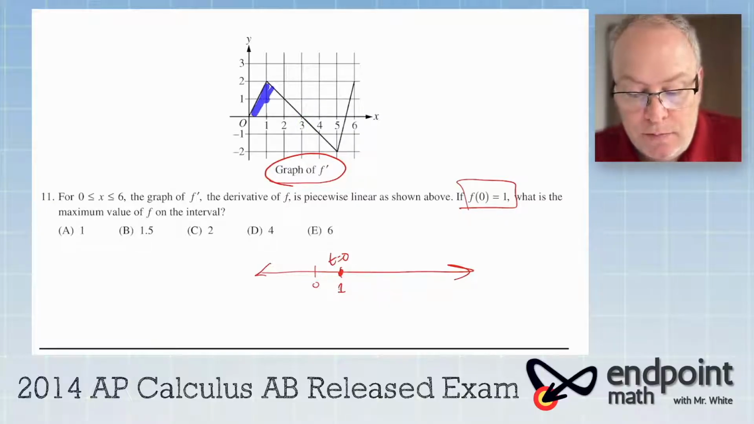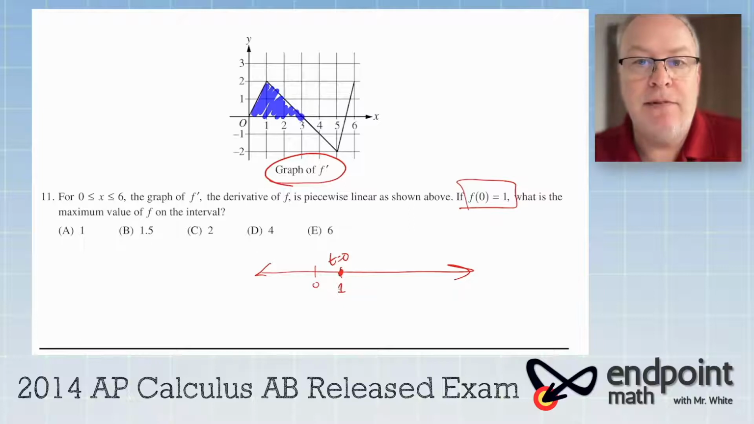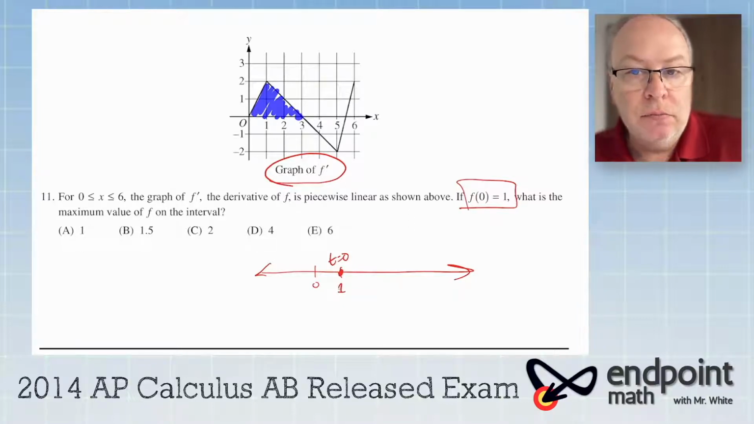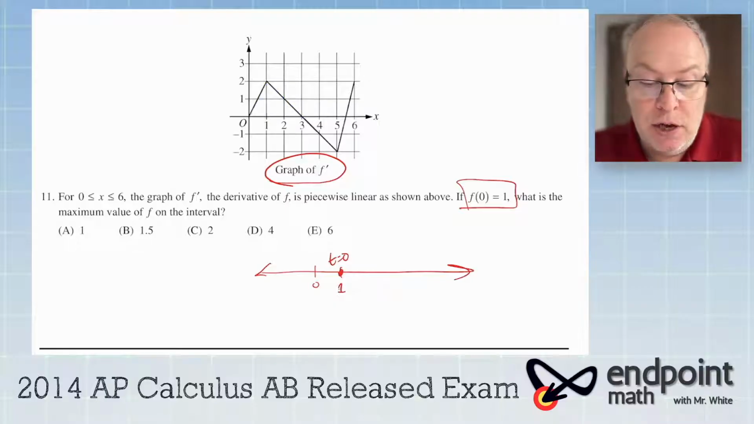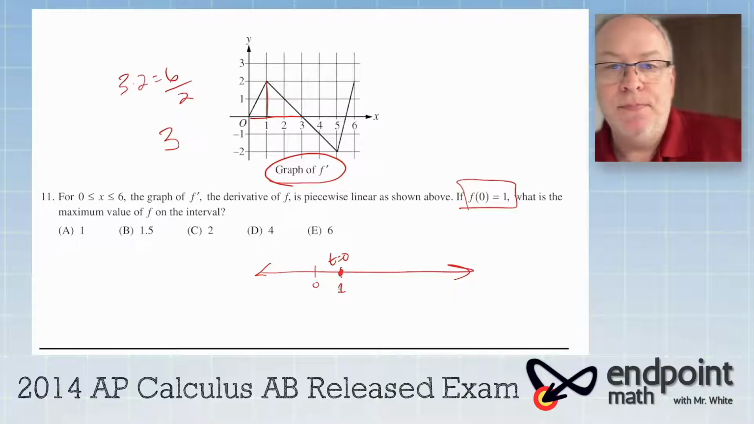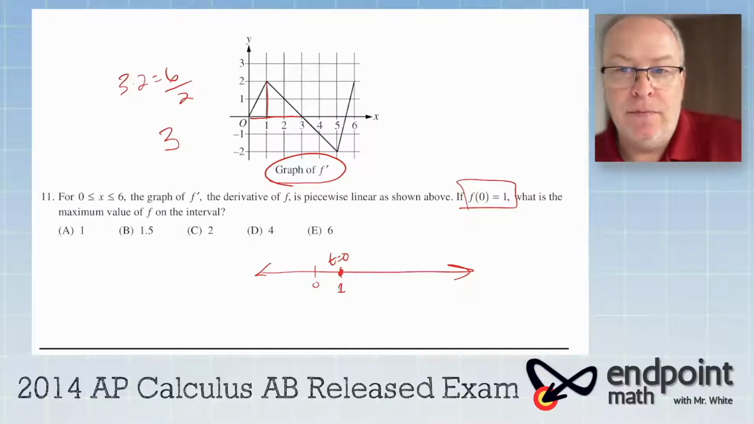And here's one of the tricks. One of the ways to do this is to find the area of that triangle, and that's going to be your net change. The total change is the area under there. Well, the base here is 3. The height is 2. So 3 times 2 is 6, and then of course you have to divide it by 2 because it's a triangle. So we get a net change of 3.